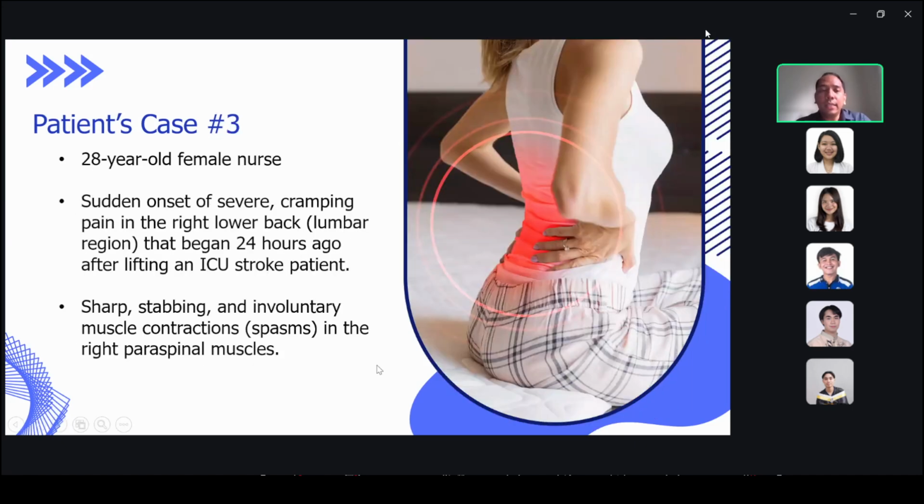Then a third case, last case, 28-year-old female nurse, sudden onset of severe cramping pain in the right lower back lumbar region that began 24 hours ago after lifting an ICU stroke patient. So meron tayong isang patient na nurse, and then when lifting an obese or an overweight patient sa ward, nagkaroon siya ng sharp stabbing and involuntary muscle contraction or spasms in right paraspinal muscles.